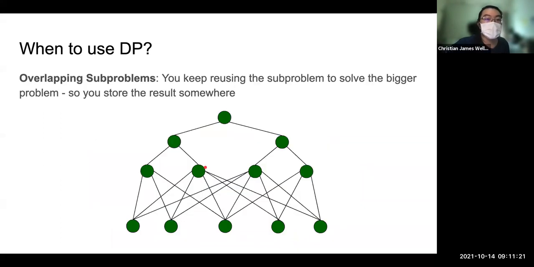Okay, and then if it has overlapping subproblems, for example, this subproblem over here is used by multiple other subproblems, so it's used multiple times, it'll be good if we can store the result somewhere. Some of you might be aware of the term memoization already, right? Memoization, as in making a memo. So that's a good time for you to think about DP as well.